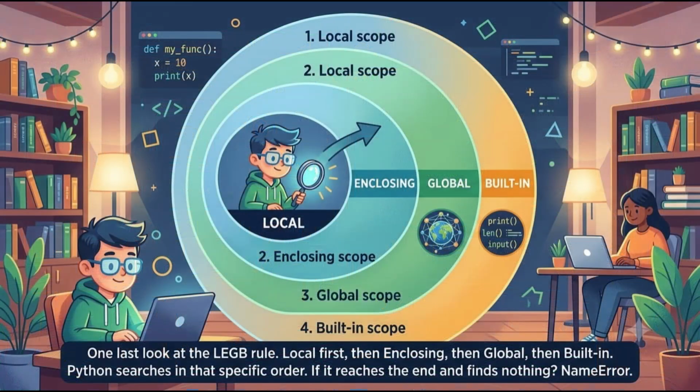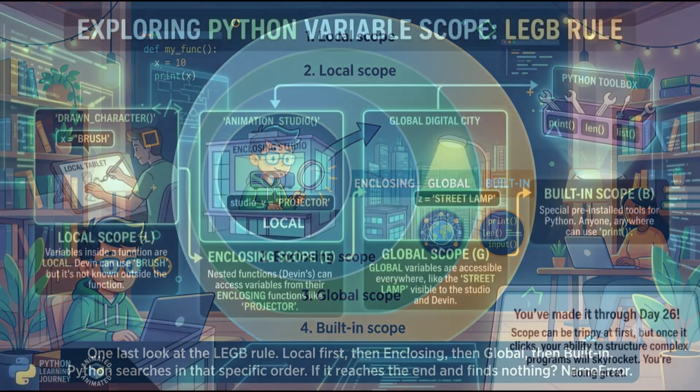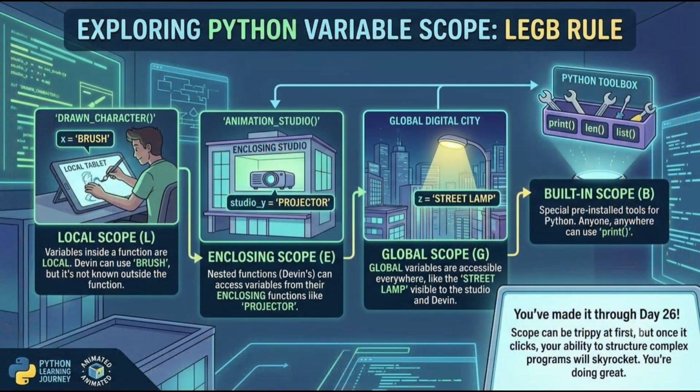One last look at the LEGB rule. Local first, then enclosing, then global, then built-in. Python searches in that specific order. If it reaches the end and finds nothing, name error. You've made it through day 26. Scope can be trippy at first, but once it clicks, your ability to structure complex programs will skyrocket.